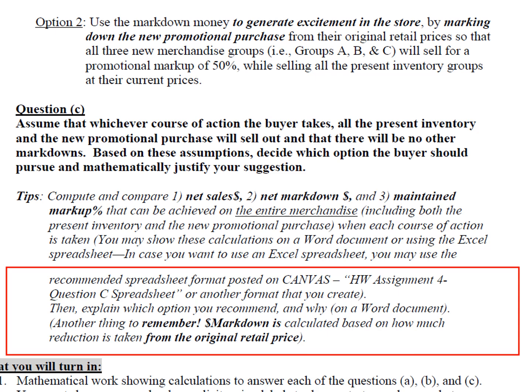So you have to type in the explanation of why you made your choice. Another thing I would encourage you to remember: when you calculate dollar markdown for each group of merchandise given the option plans, the dollar markdown has to be calculated based on how much reduction is taken from the original retail price of that group. Not the current retail price, because for some of the present inventory groups, the current retail price is already marked down. But this is an additional markdown you're taking. For some of the option 1, you're taking additional markdowns. Then you have to give the entire markdown from the original retail price, given the new price that the option is suggesting. So don't be confused.